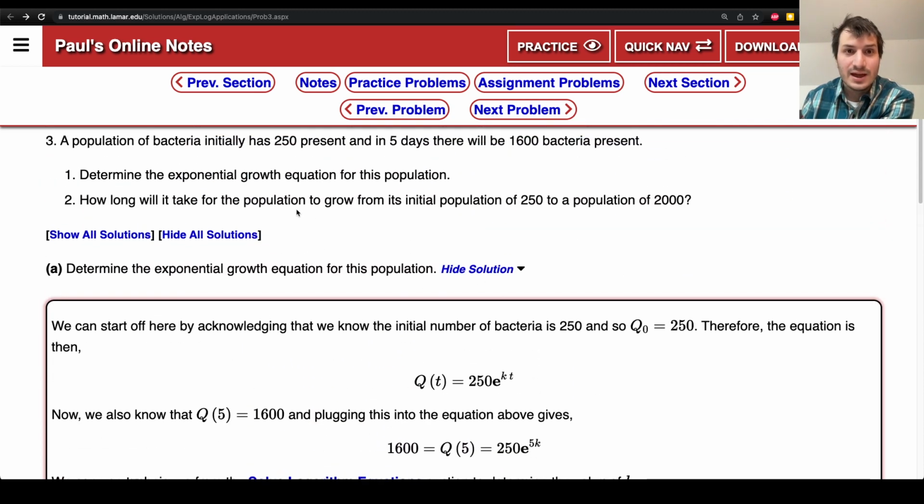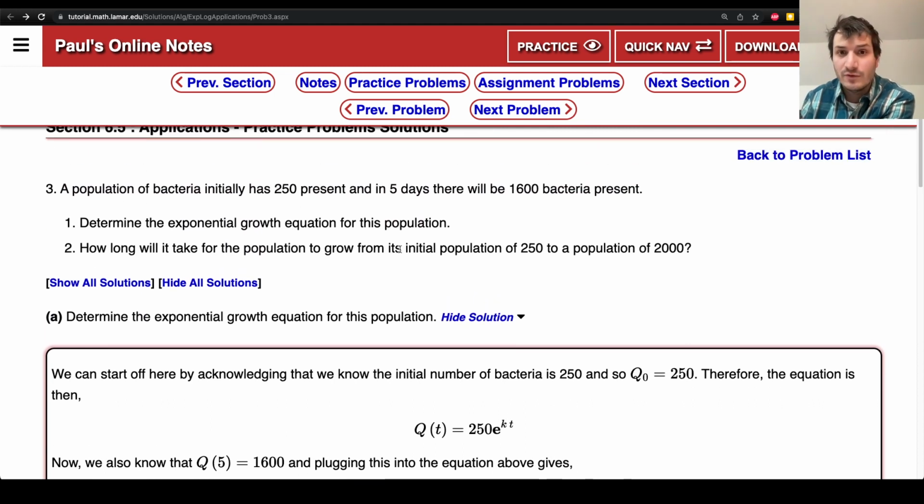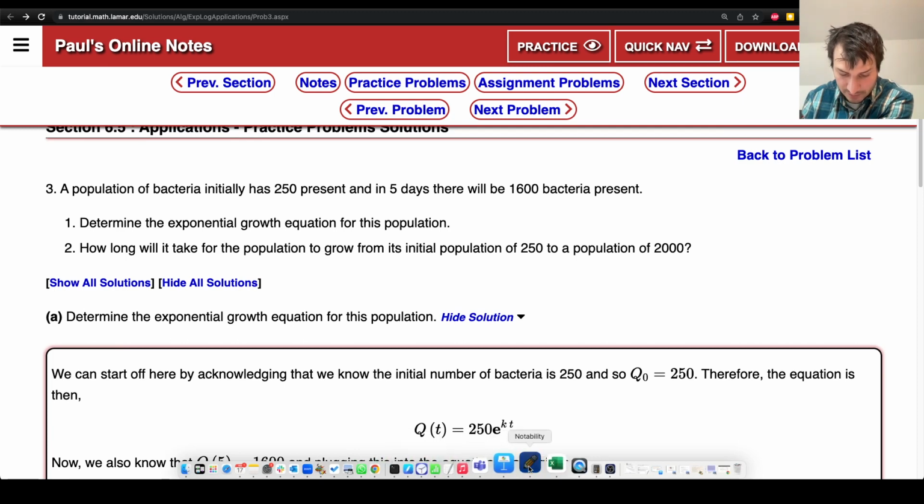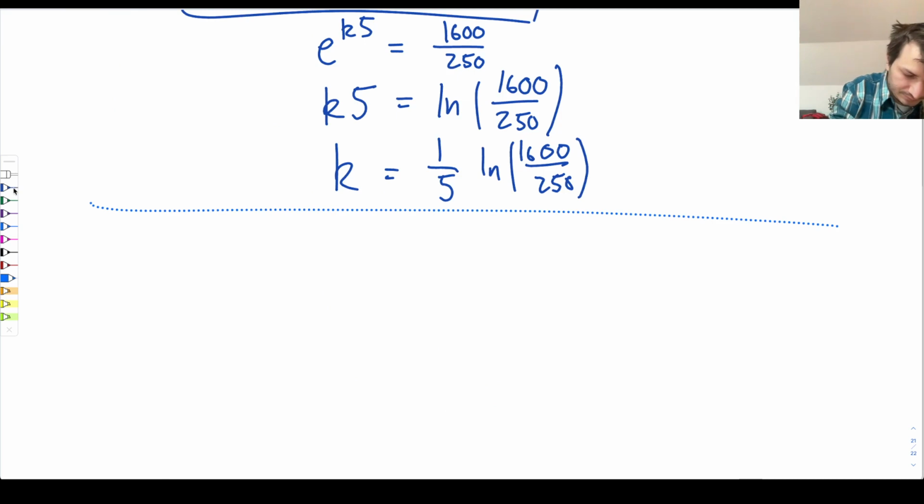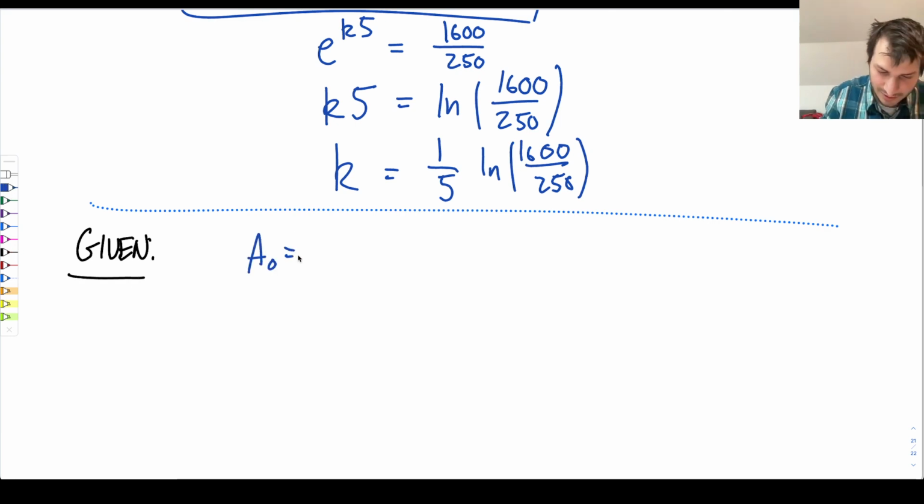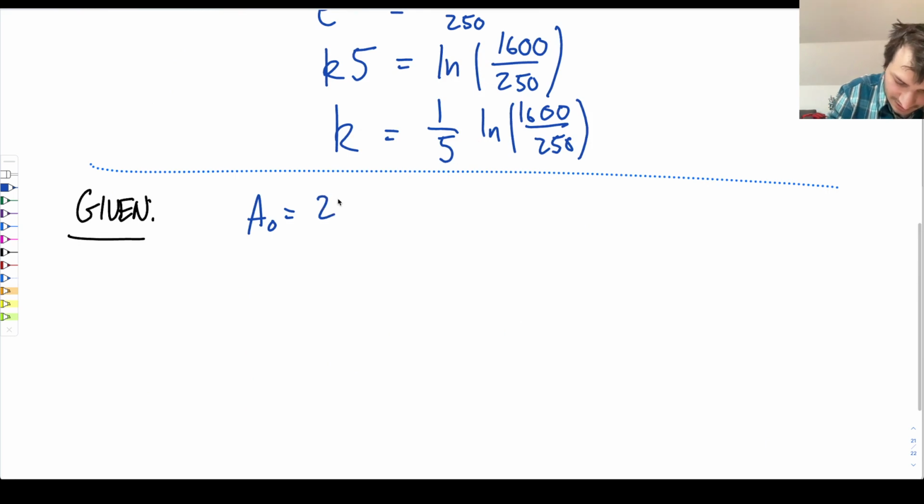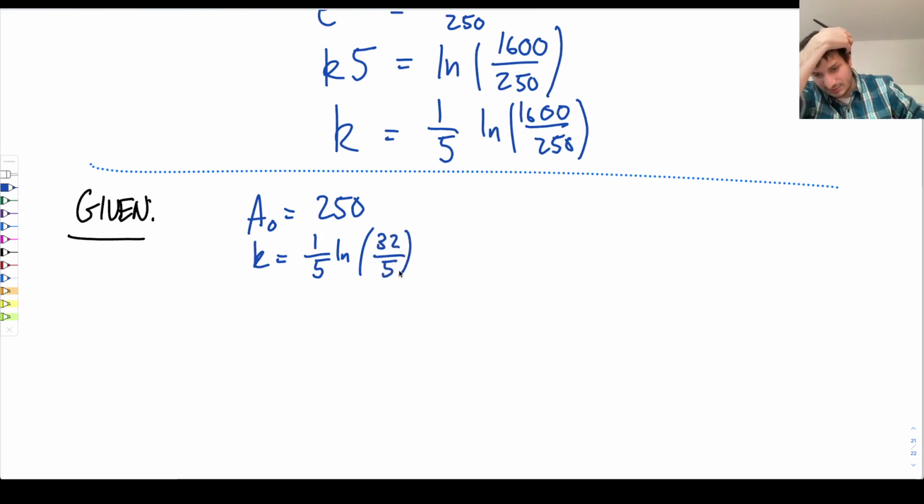Let's do part 2. How long will it take to grow from its initial population to a population of 2,000? So in part 2, what are we given? Well, we have the whole formula now, right? We know A0 was 250, and we solved for k. K was 1/5 ln of 1,600 over 250. They told me it was 32 divided by 5. Does that make sense? 25. Yeah, okay.